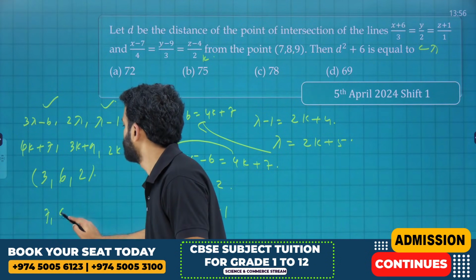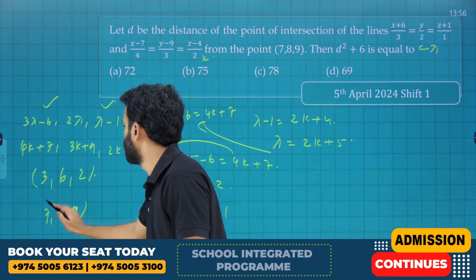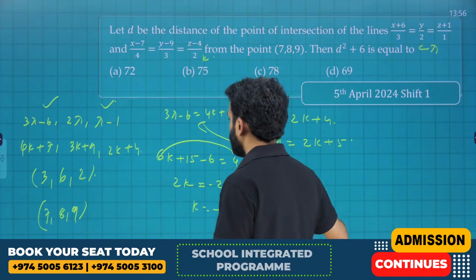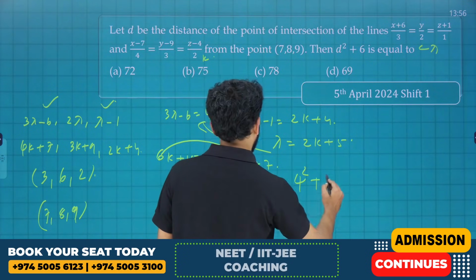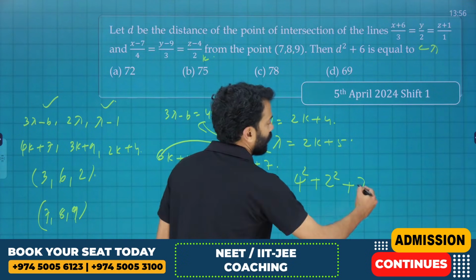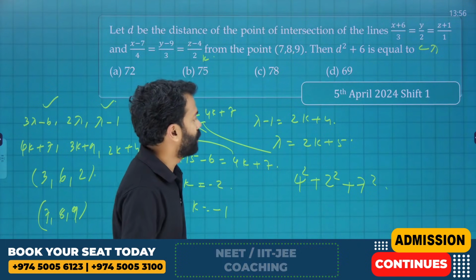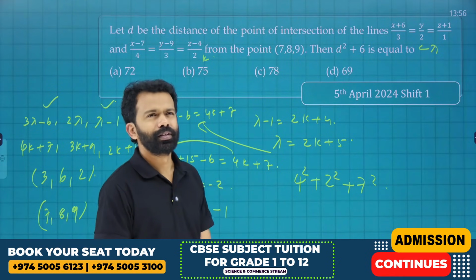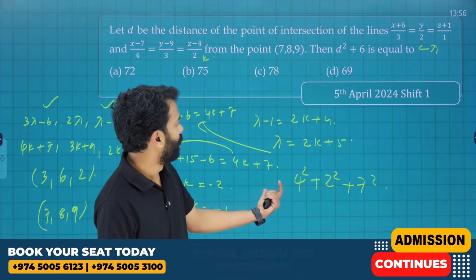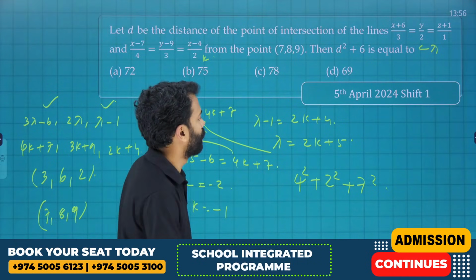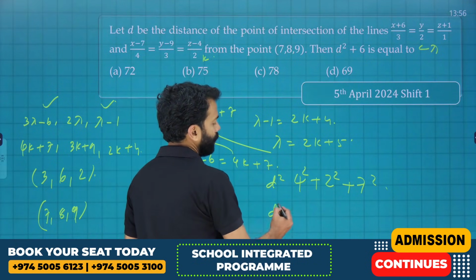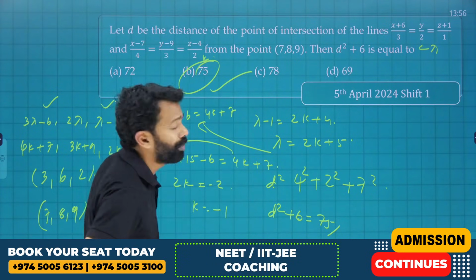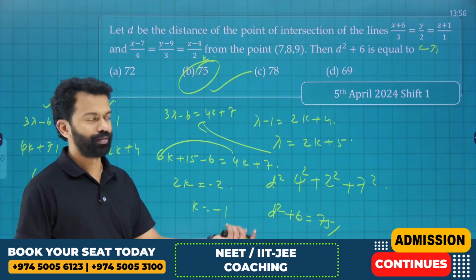And the other point is 7, 8, 9. So what is the distance between 3, 6, 2 and 7, 8, 9? That is 4 square plus 2 square plus 7 square. That is 16 plus 4 plus 49, that is 69, right? 69 plus 6 is 75. This is d square, and d square plus 6 is 75. So this is the final answer. I hope it's clear. The next one.